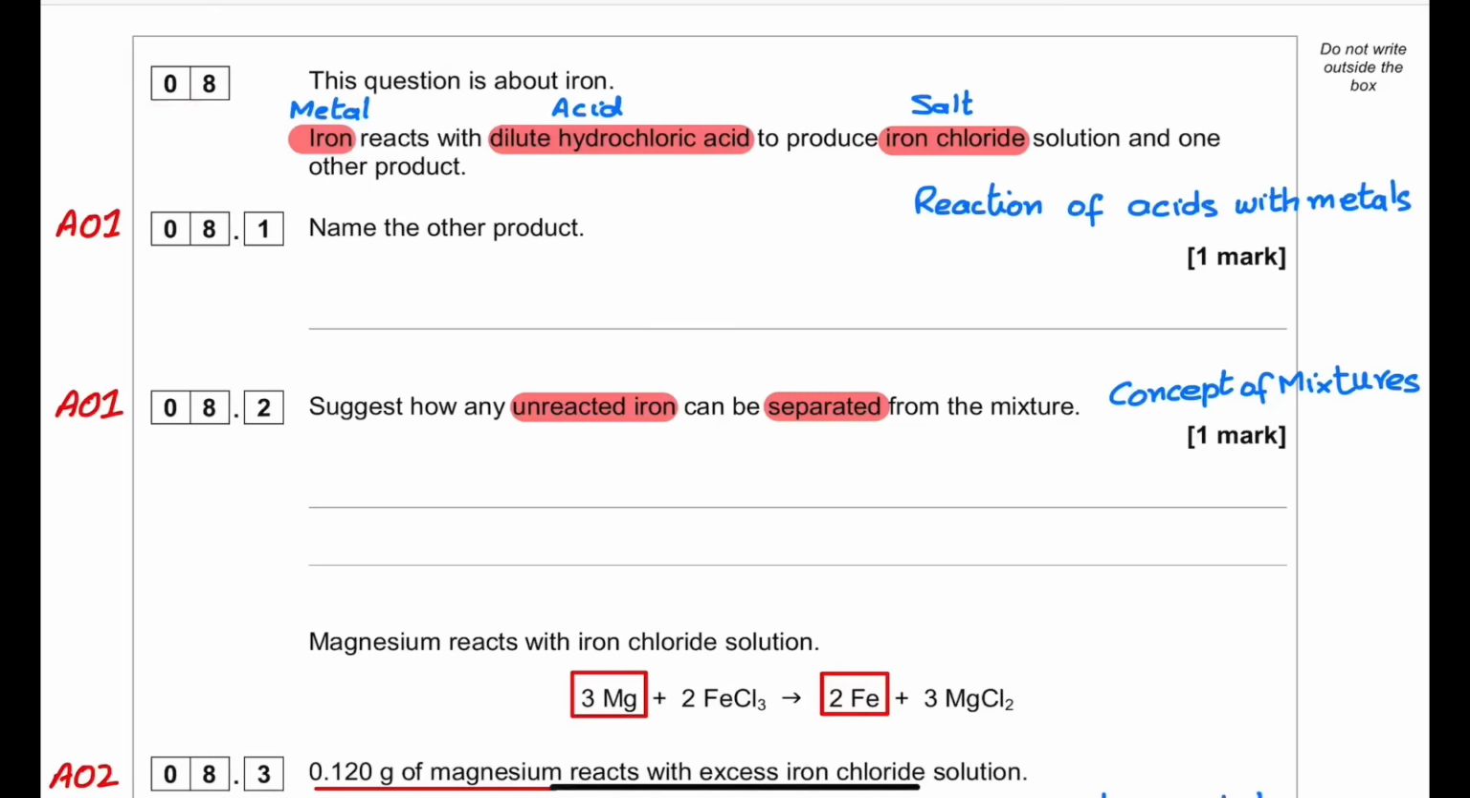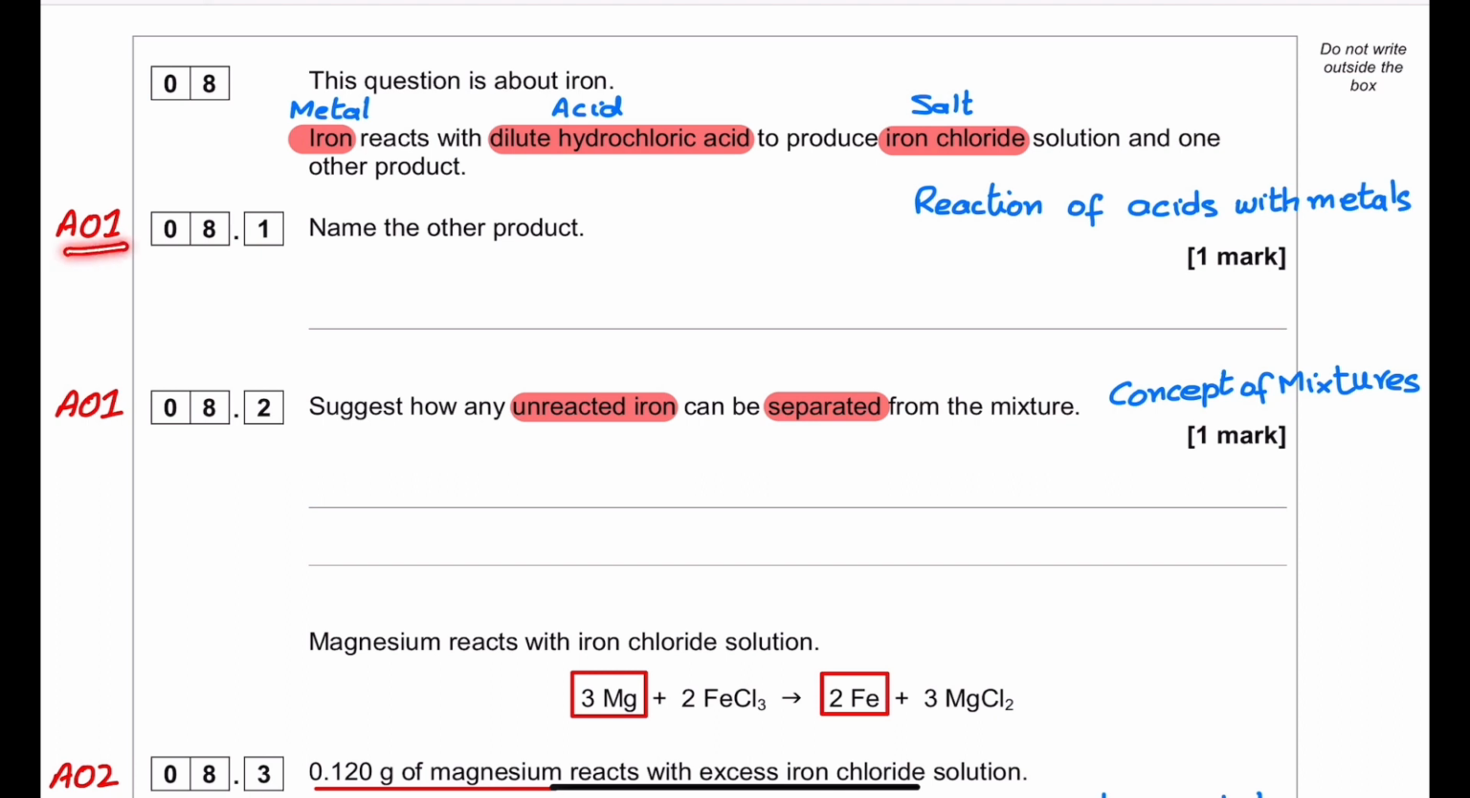Question number 8. The question is about iron. Iron reacts with dilute hydrochloric acid to produce iron chloride solution and one other product. Iron is a metal, dilute hydrochloric acid is an acid, iron chloride is a salt. We need to mention the name of the other product.